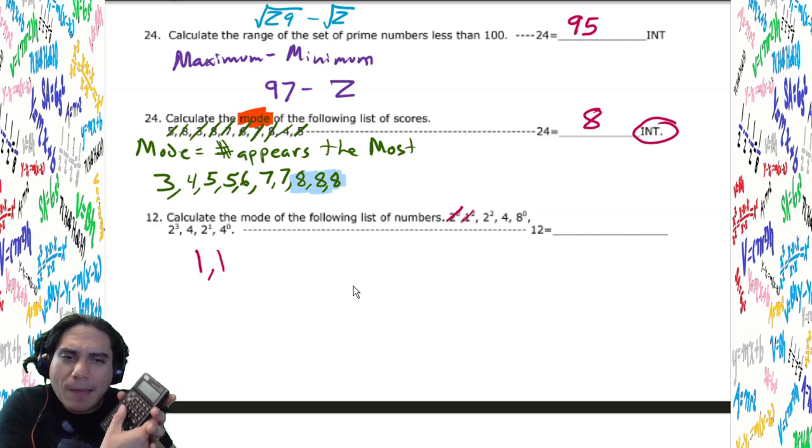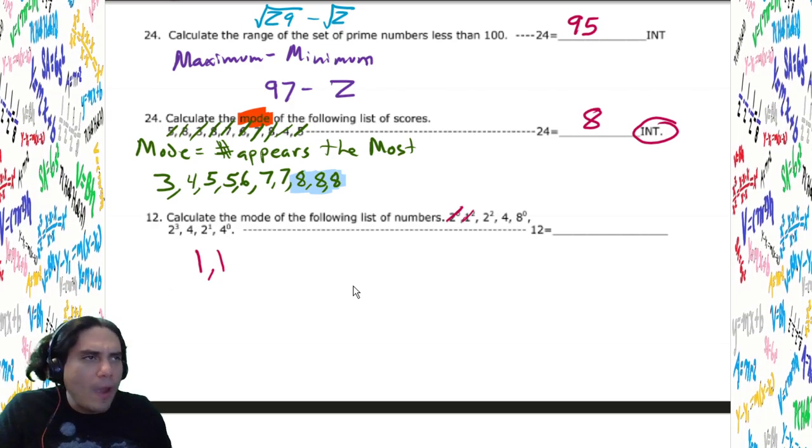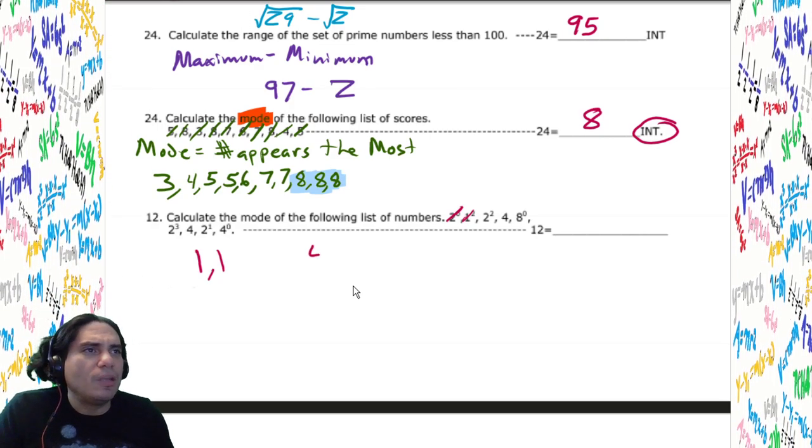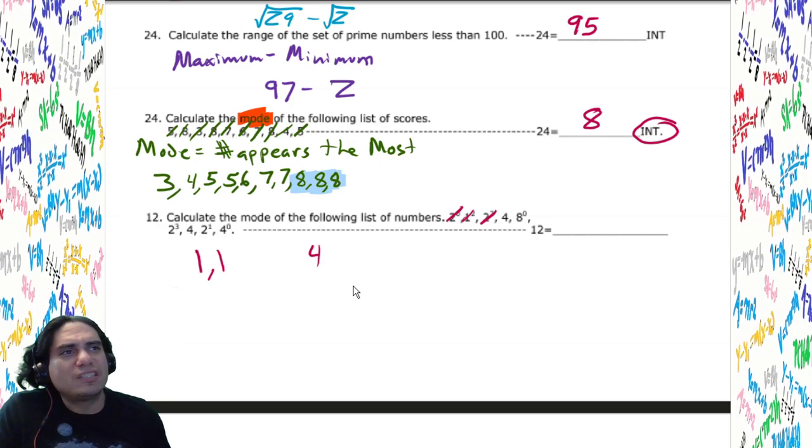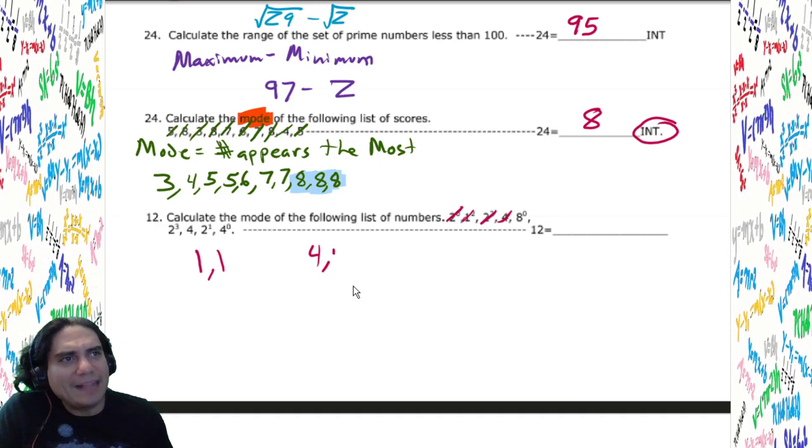I'm using my calculator right here. 2 squared is actually 4. So I'm going to put the number 4 down over here. I'm going to write it off to the side. Next number is a 4. So now I got 2 4s.